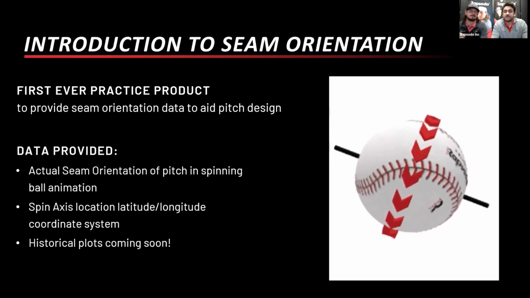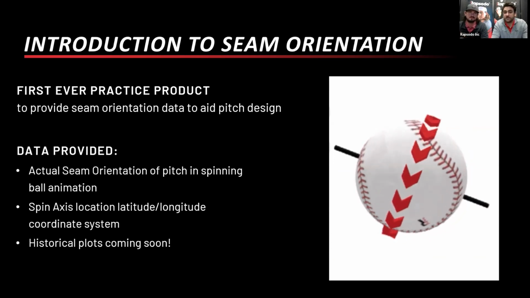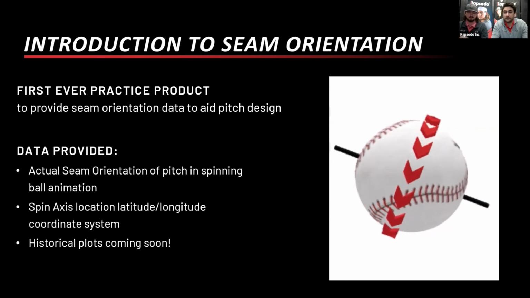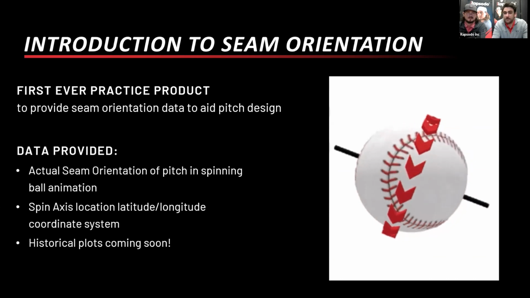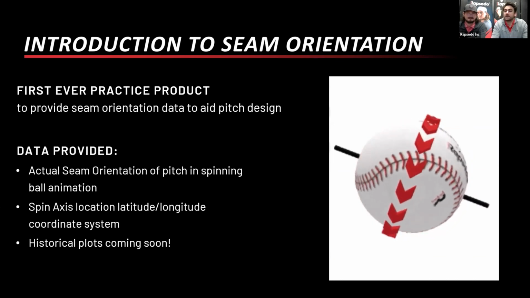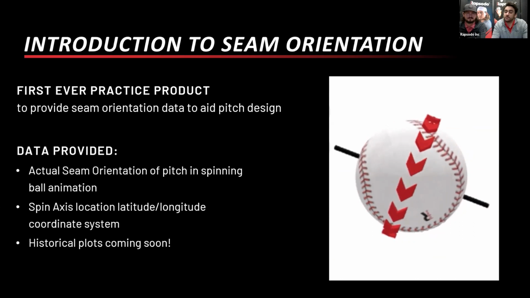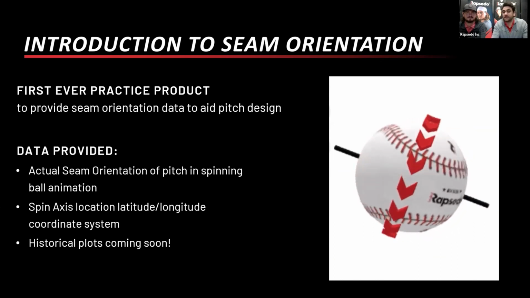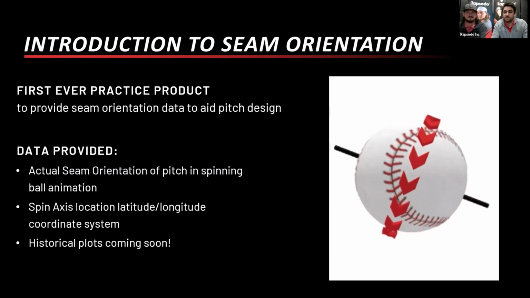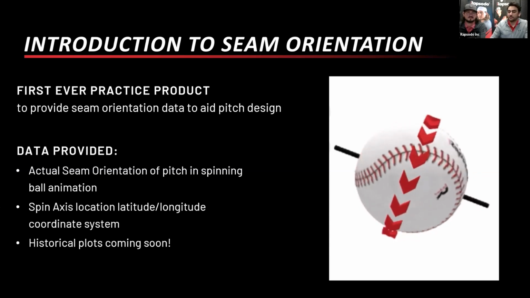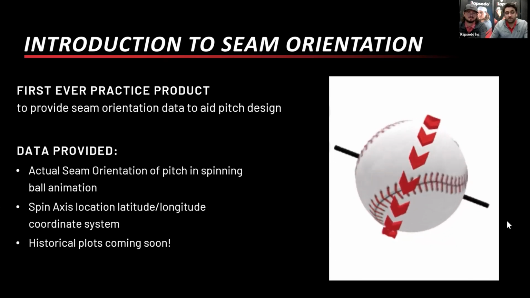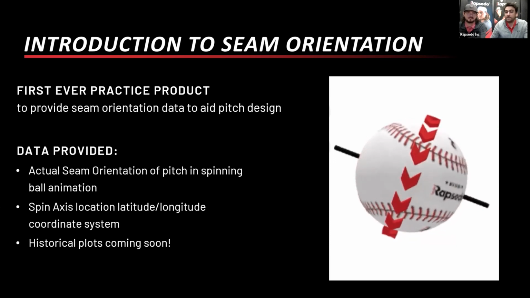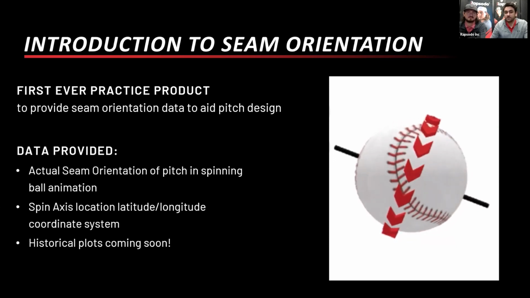The first one is the actual seam orientation of the pitch in our spinning ball animation in the UI, in the Diamond app. So for the longest time, Rapsodo has always had a spinning ball animation, but it's been in that just typical 4-seam orientation. Whereas now we're actually going to be providing how the ball is actually oriented as it's spinning through the air to the plate. So this will be a big departure that hopefully some of you who already have Pro 3.0s have already seen in the Diamond app, is that it's not just in that standard 4-seam orientation anymore.